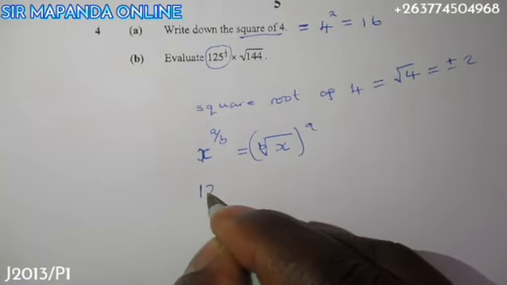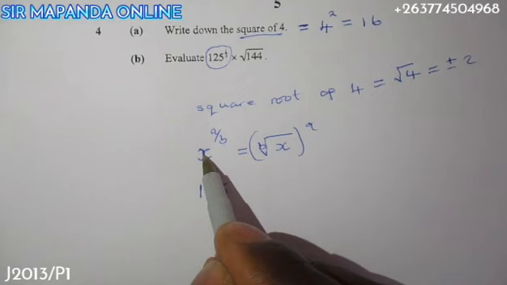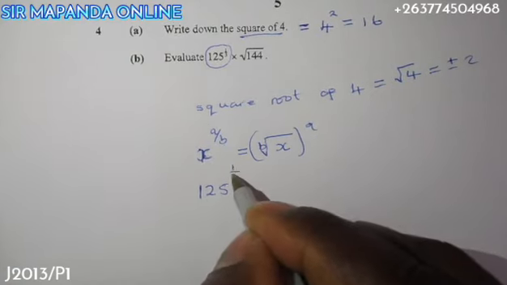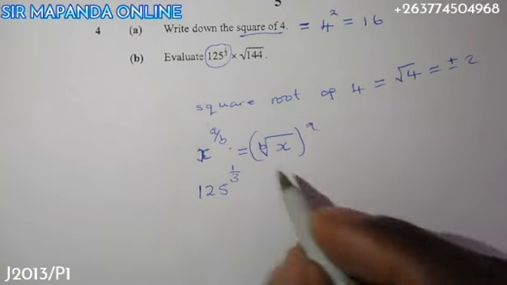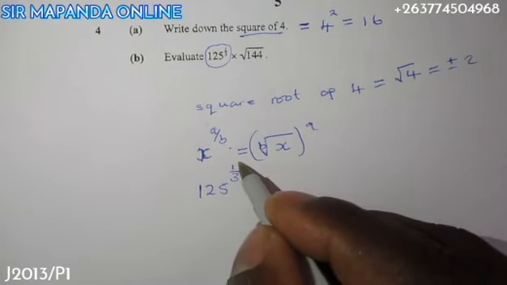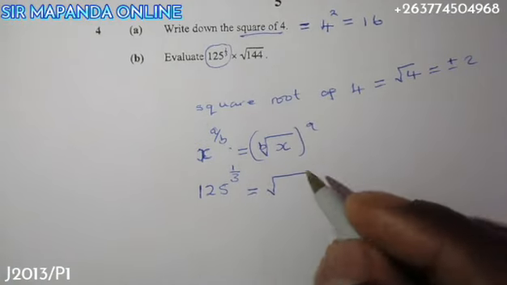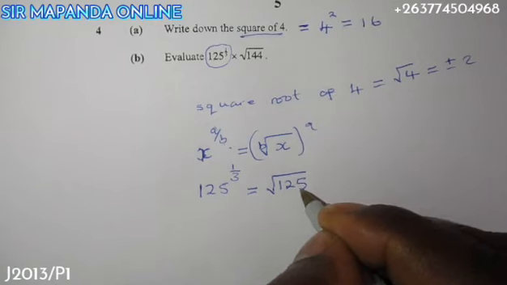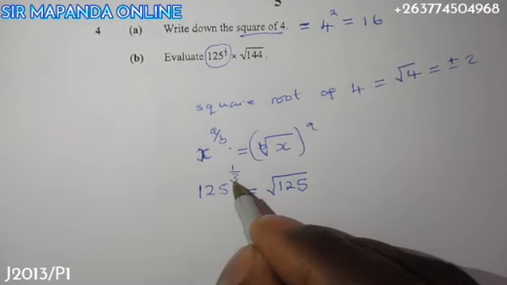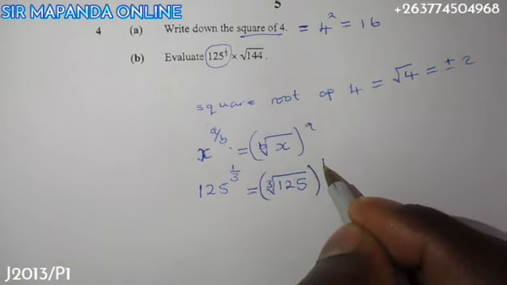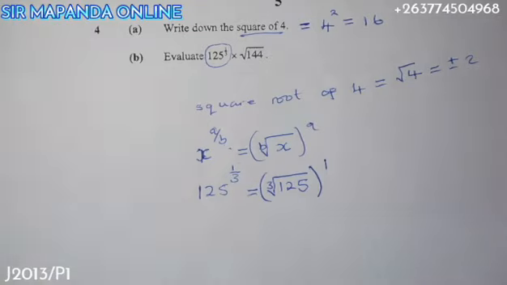So 125 is our x in the law. Then 1/3 is a over b in our law. So since the power is a fraction, it means put a root sign. Then place 125 inside the root sign. The denominator 3 is placed at this corner. Then you raise everything by 1. I hope you are following. So what is the meaning of 3? 3 simply means the cube root of 125.